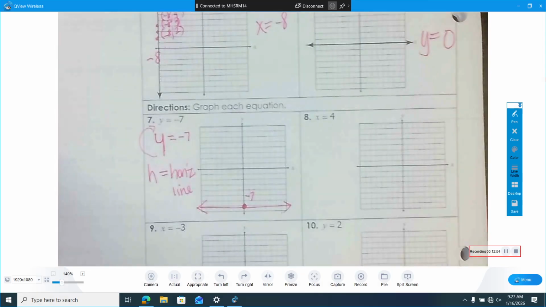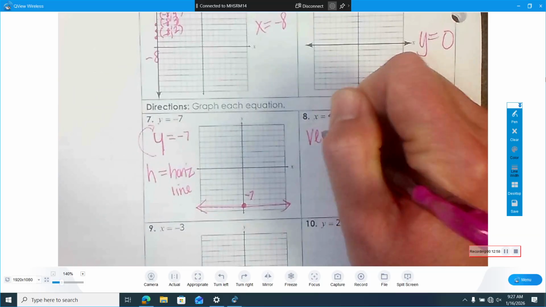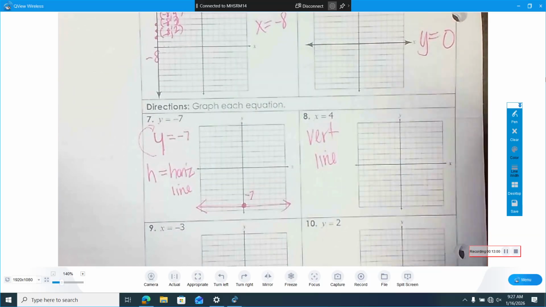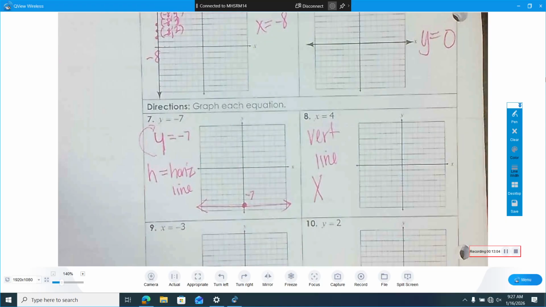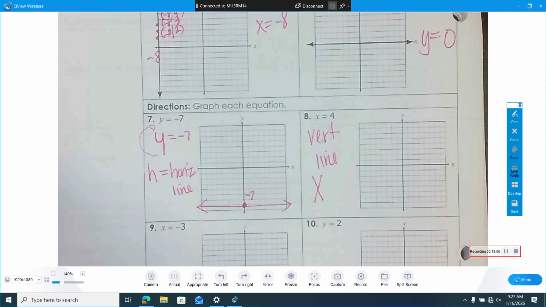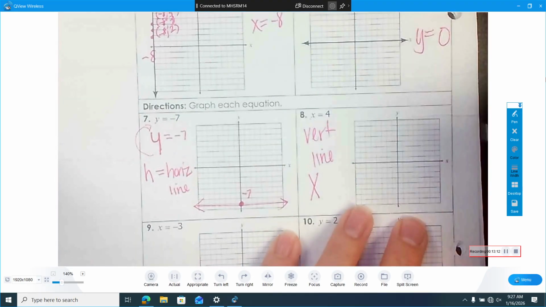X equals, what kind of line is x equals? Vertical line, vertical line. How do I remember that? Well, an X could be formed by 2 little V's. V for vertical. Do you see that? Yeah? Okay. So that's how I remember, like stupid stuff like that. So this is a vertical line.